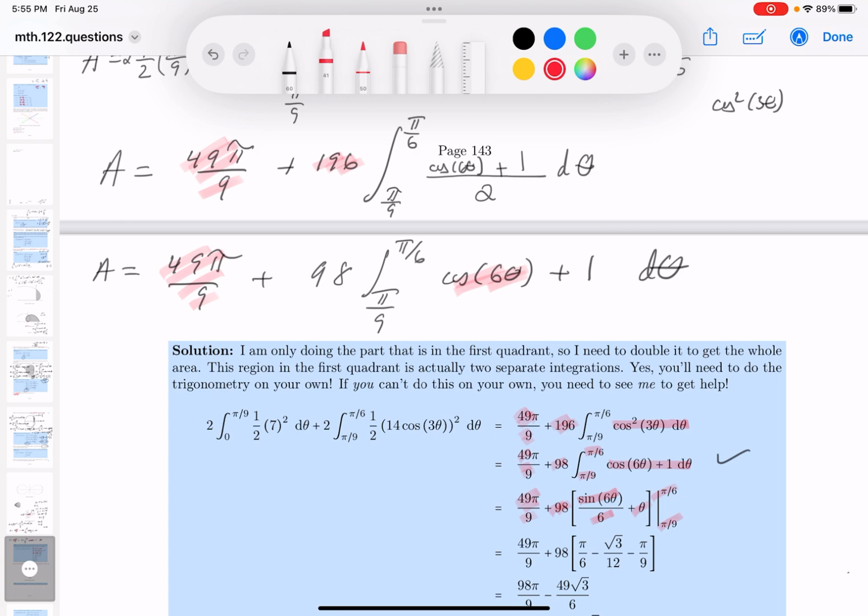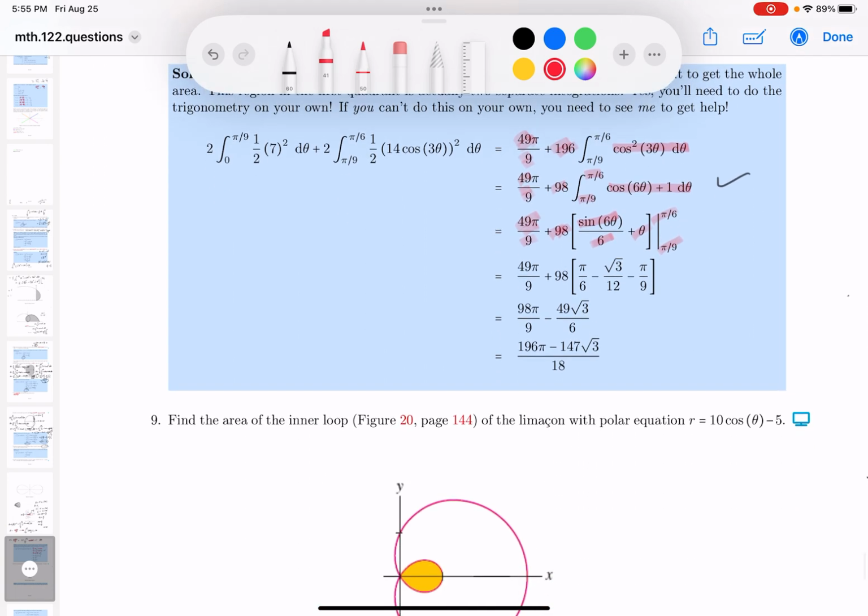So what I want to do is go through the arithmetic now. And it's always problematic. I mean, I make mistakes. And I want to see if I can get through this, all right? This is part of your learning curve, right? So I'll write this over here. I still get 49 pi over 9, right? Plus 98. And I'm evaluating at pi over 6. And 6 times pi over 6 is pi. The sine of pi is 0. And then I get plus pi over 6, which is just pi over 6.